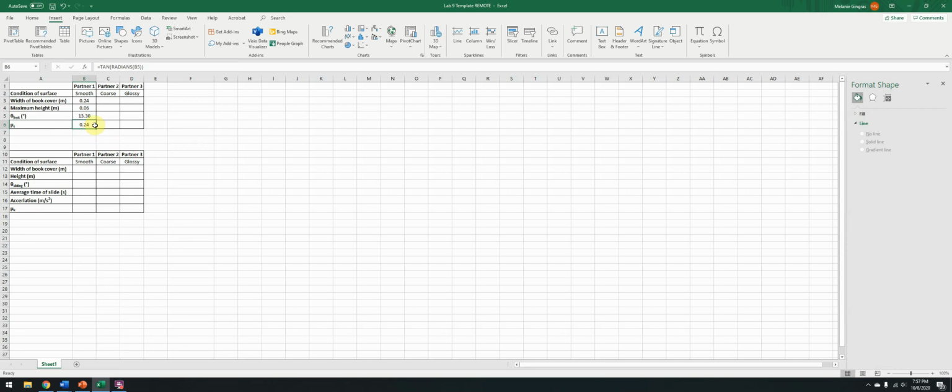Now for part 2, I used the same book, and so I'm just going to port over this information that I already have. Okay, for the height, I lifted up my book to be 6.5. So over here, if you remember, it was barely sliding at 5.5, but when I lift it up to 6.5 centimeters, then it slides pretty easily. Okay, so that's going to be 0.065. And so now we have to calculate what this new angle is.